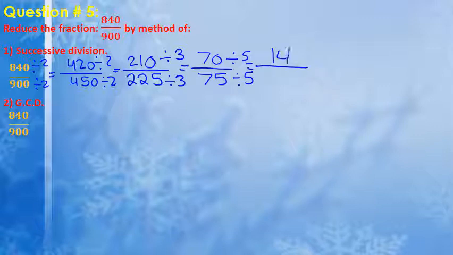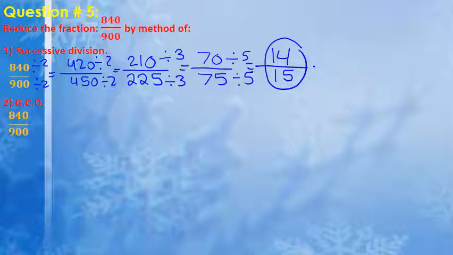We can divide the numerator by 2, but the denominator cannot be divided by 2. So, we can divide up and down by 3 because 3 is a common factor. 210 divided by 3 is 70, and 225 divided by 3 is 75. Now we can't divide by 3 anymore, so we divide up by 5 and down by 5. 70 divided by 5 is 14. 75 divided by 5 is 15. 14 over 15 is an irreducible fraction because 14 and 15 are relatively prime.